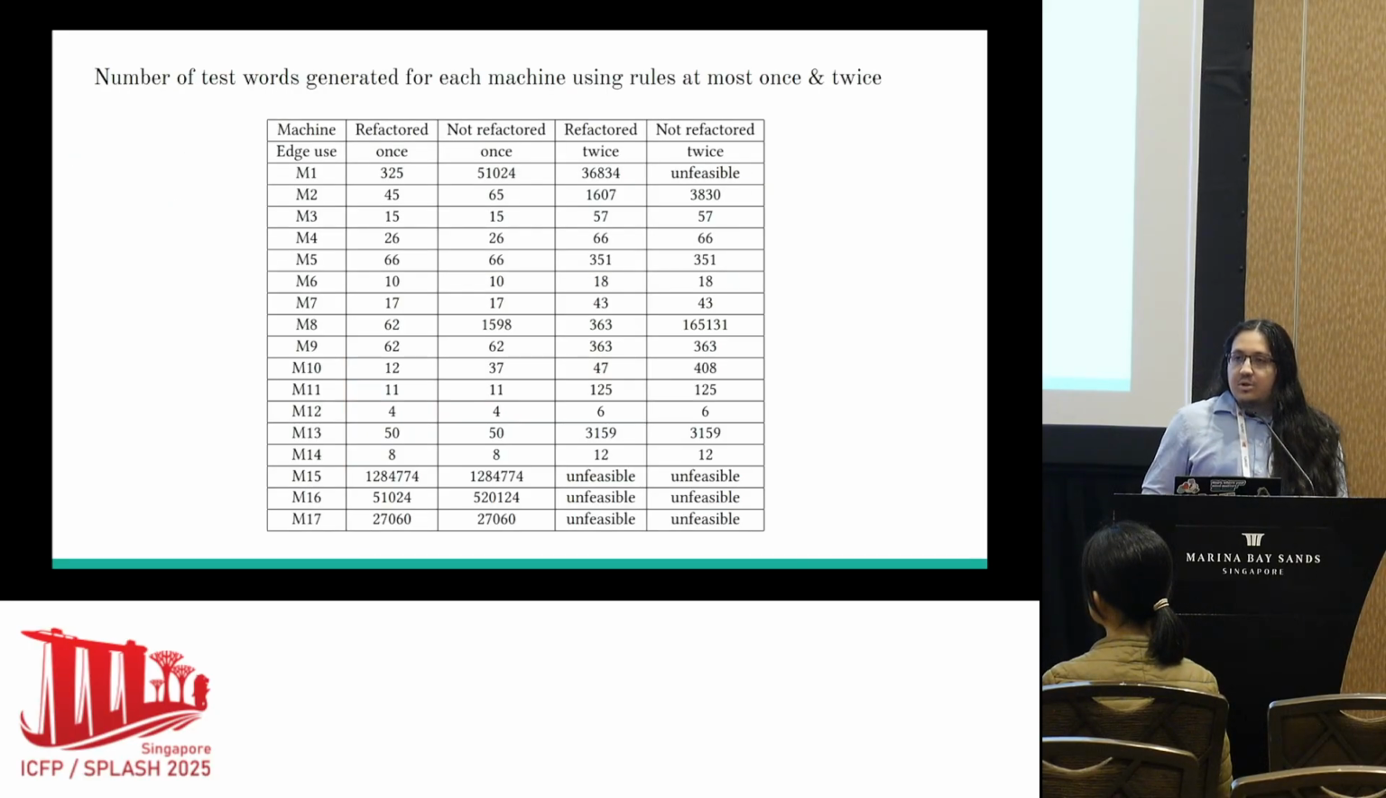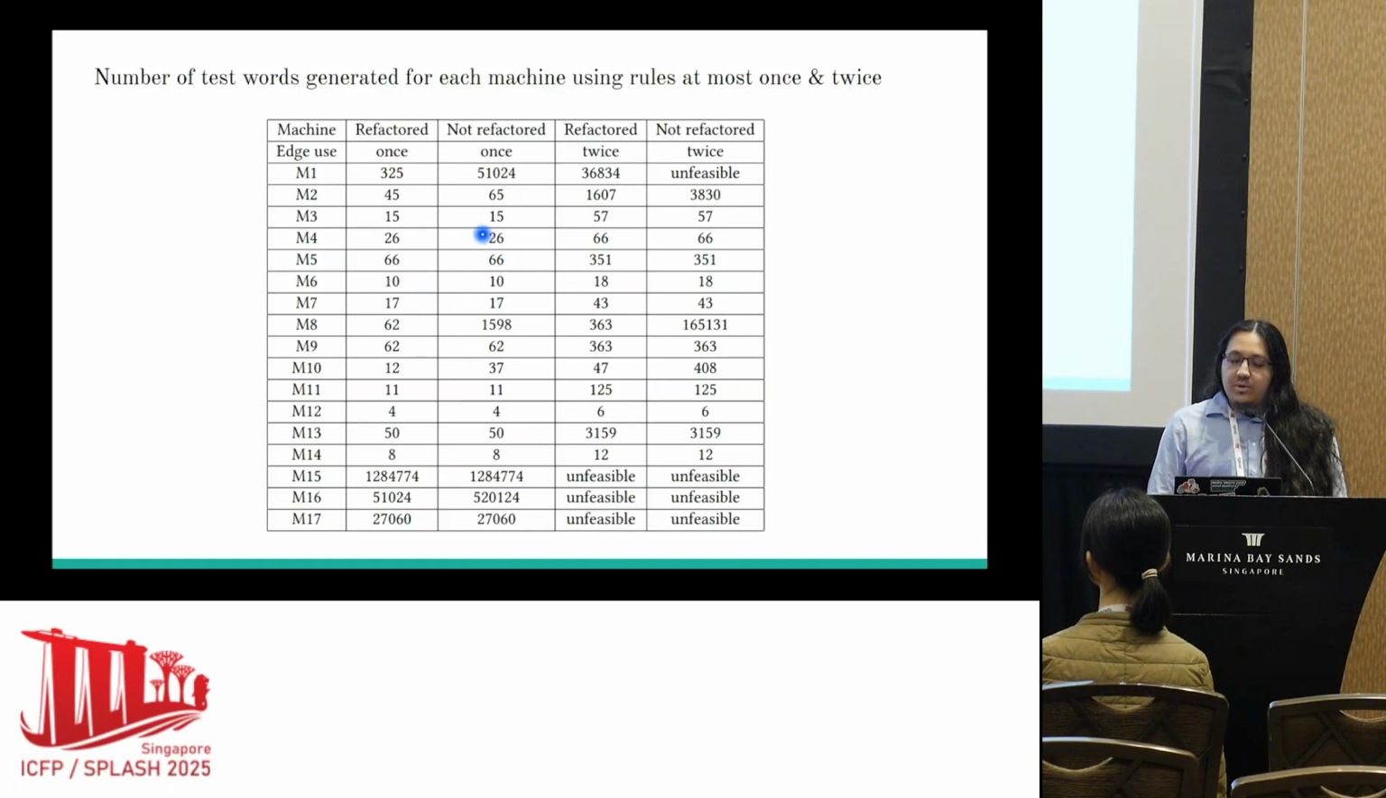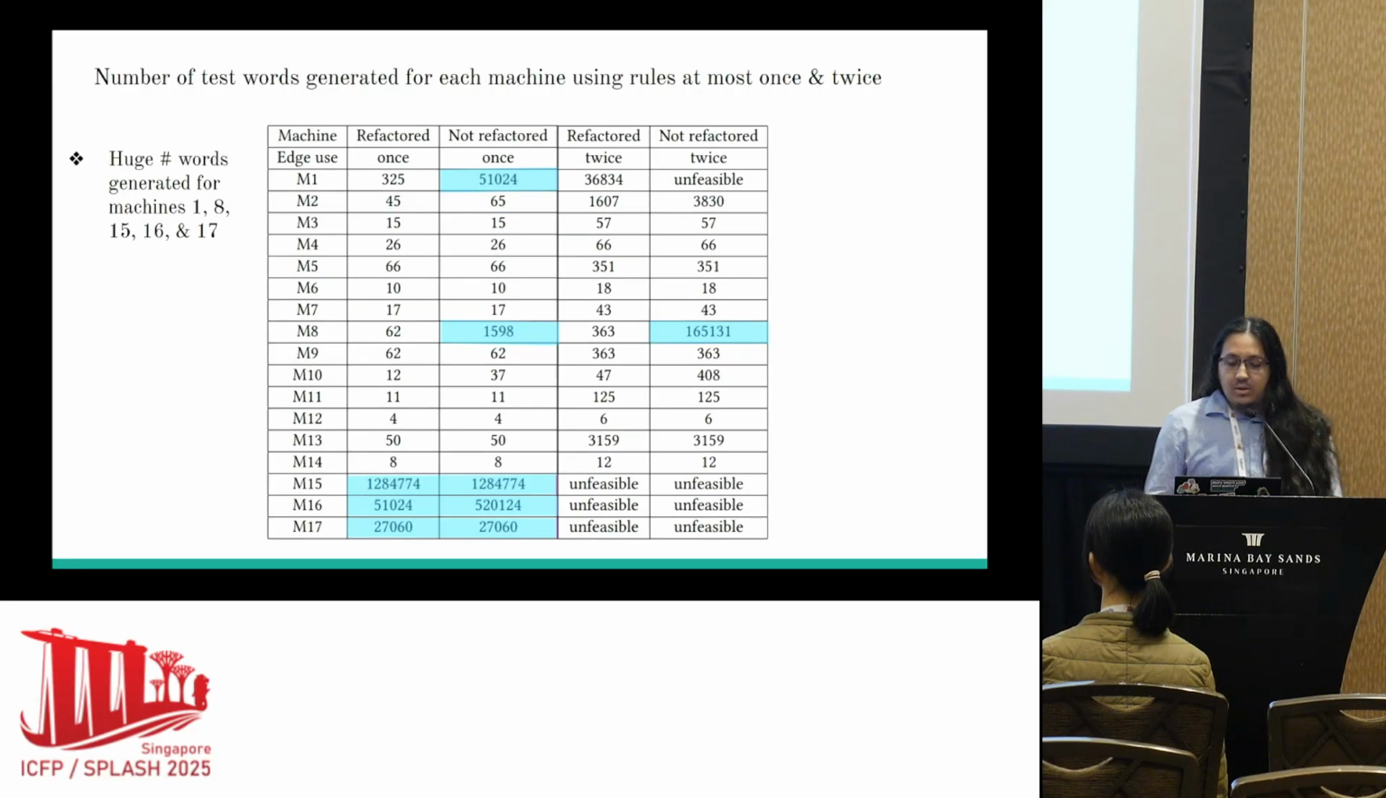So in order to determine what the default number of maximum rule applications should be, and also whether refactoring the machines was a feasible optimization strategy for this tool, we collected the number of rules needed to thoroughly test the machine, and we distinguished between whether the machine was refactored or not, and whether we only used a rule at most once or at most twice.